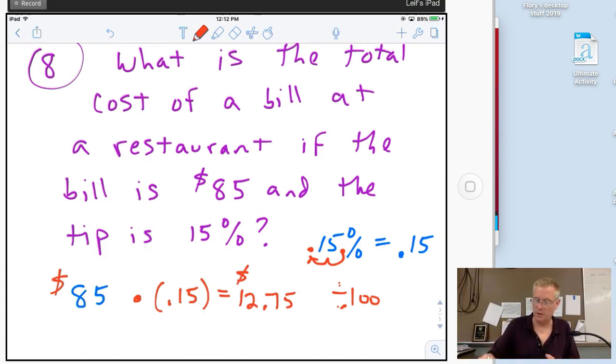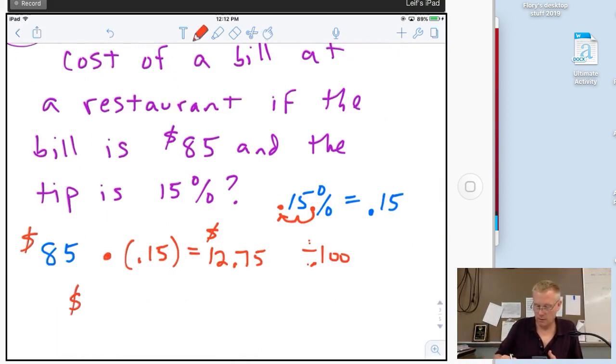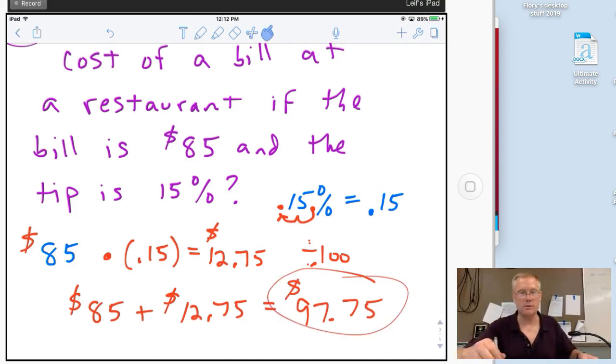Now, you got to be careful and make sure you're answering the question that they asked and not the question you want to answer. Because they said, what's the total cost of the bill? Which means it cost you $85 for the dinner, and then it also cost $12.75 for the tip, which means you're going to add those two together and get your answer of $97.75. Okay, and that is the total cost of the bill. So if you go out to a restaurant, make sure you bring some extra money for tip.